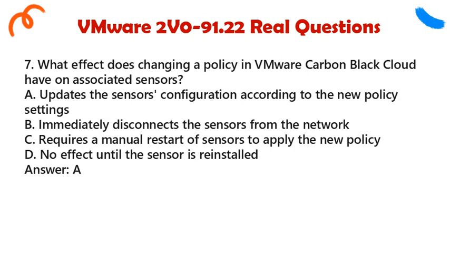7. What effect does changing a policy in VMware Carbon Black Cloud have on associated sensors? A. Updates the sensor's configuration according to the new policy settings. B. Immediately disconnects the sensors from the network. C. Requires a manual restart of sensors to apply the new policy. D. No effect until the sensor is reinstalled. Answer: A.